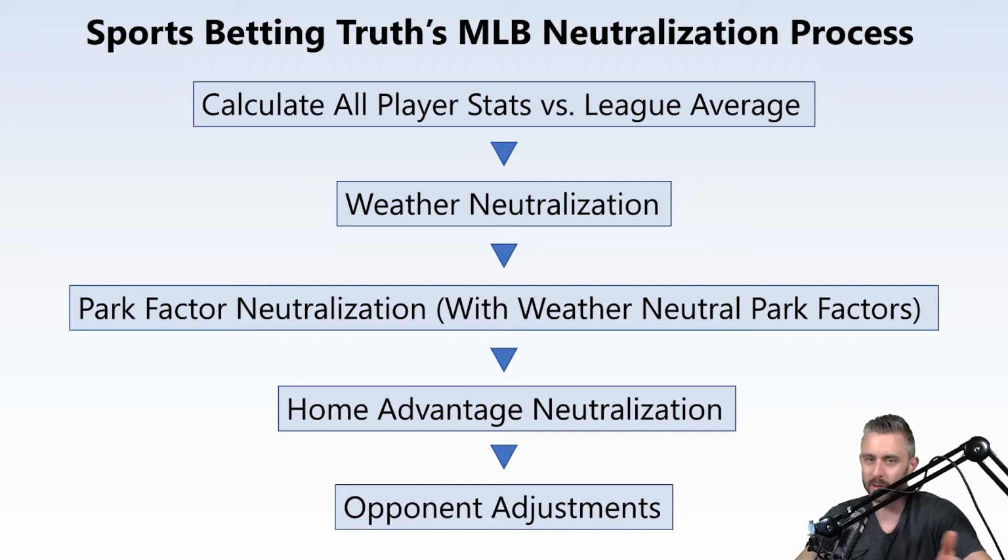So if you have a team that plays in a weak division, loading up against all those easy teams, and then you have other teams in a hard division, you want to make sure you're adjusting for that as well. And that's why you opponent adjust. So that is the waterfall that I use when it comes to neutralizing stats. And now I'm going to go into more detail.